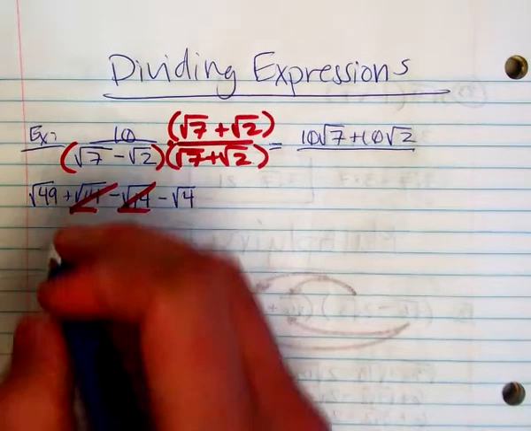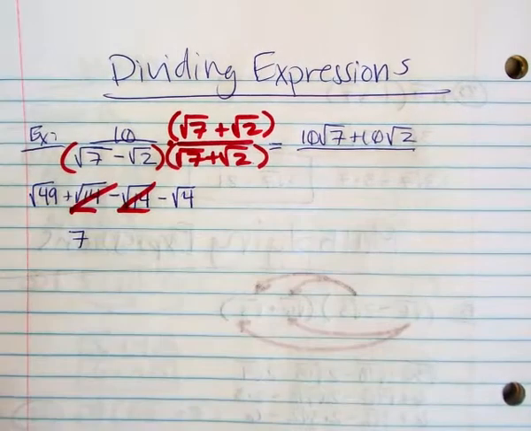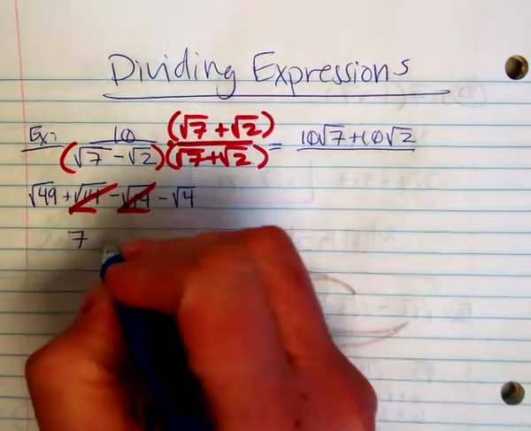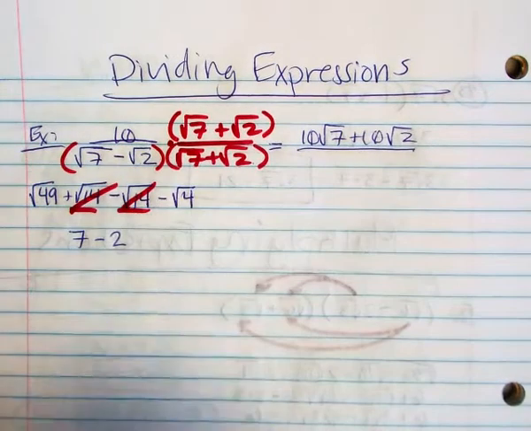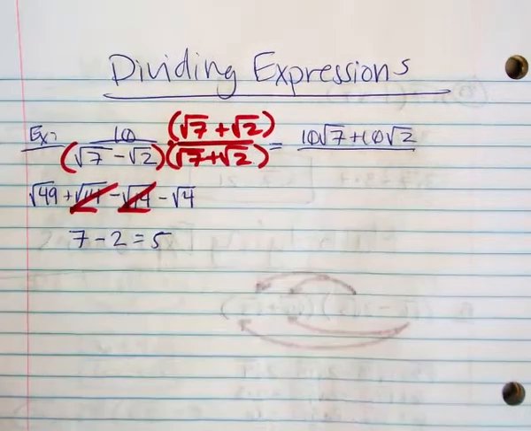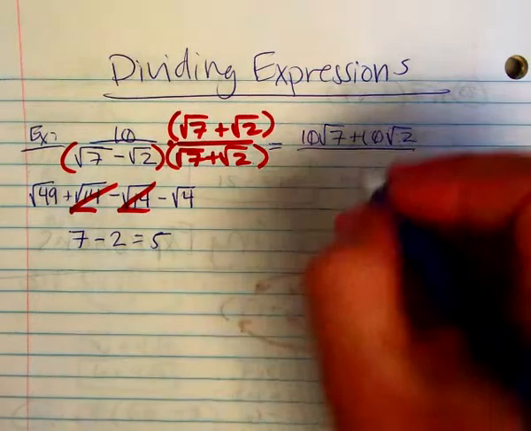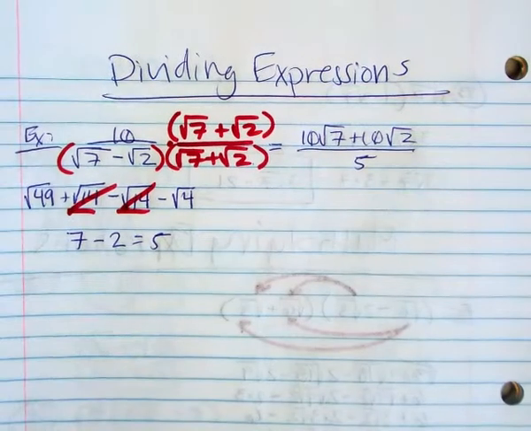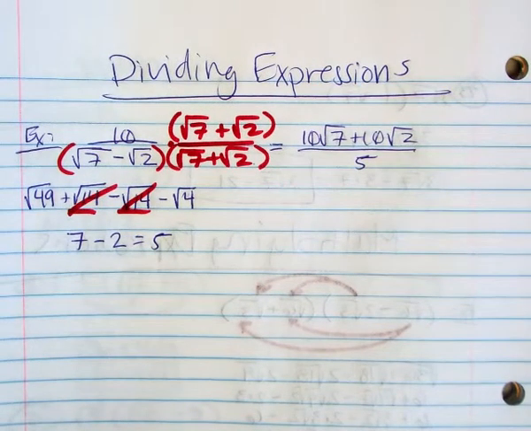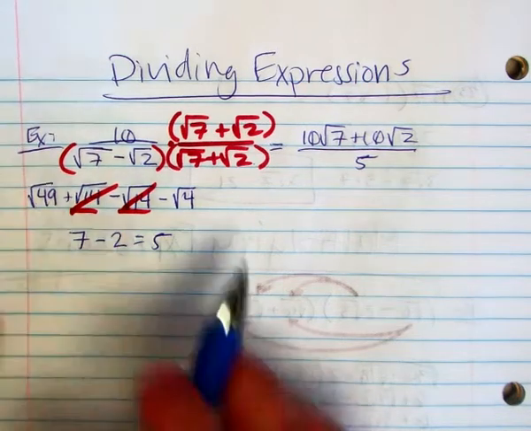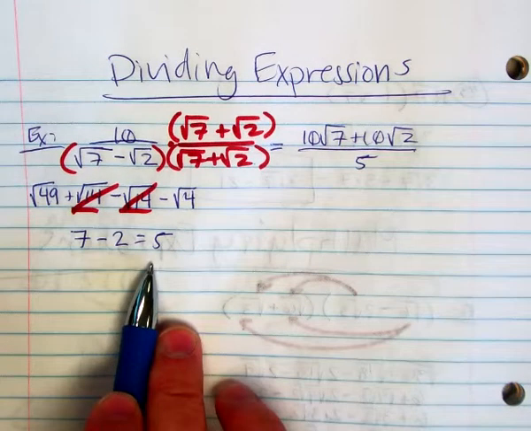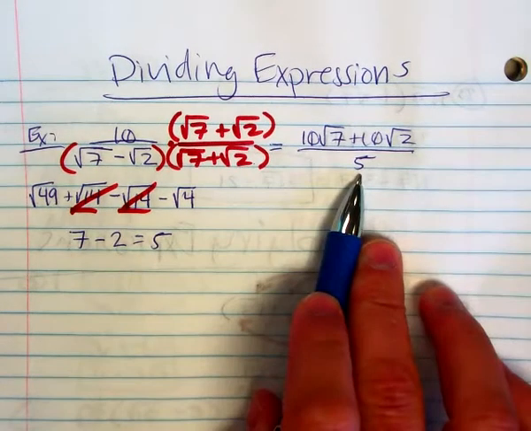The square root of 49 is 7. The square root of 4 is 2. And if I put them together, I just have a whole number, 5. So I have a 5 for my new denominator. And we've accomplished what we wanted. There are no square roots left in the denominator. It's a longer process to understand how we got there, but we no longer have square roots.